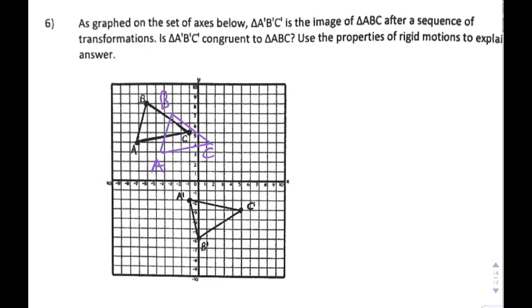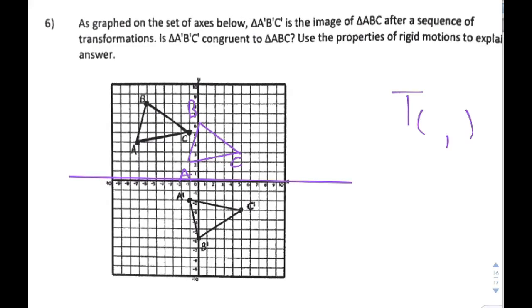Okay, so I'm going to translate it right about here. The reason I chose that spot is because it looks like if I keep it right there, then I could reflect it right over the x-axis. Because if you look at point A and A prime, one is 2 up and one is 2 down. So I could say that I translated.